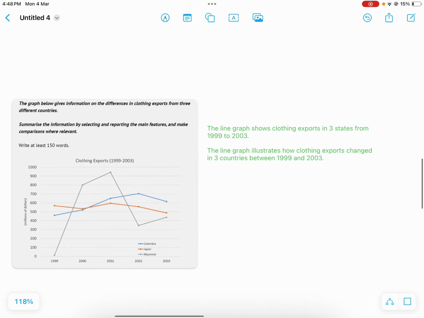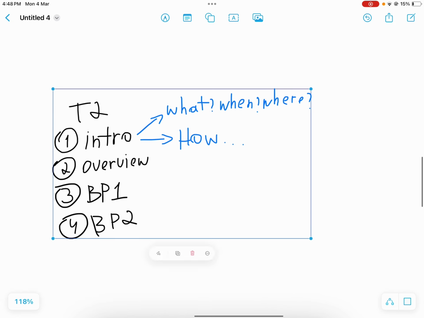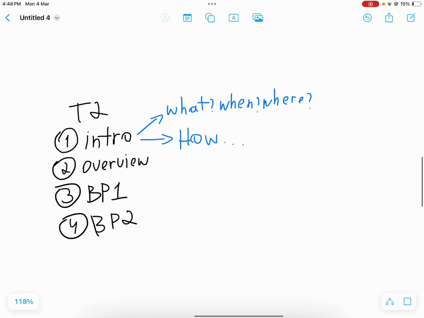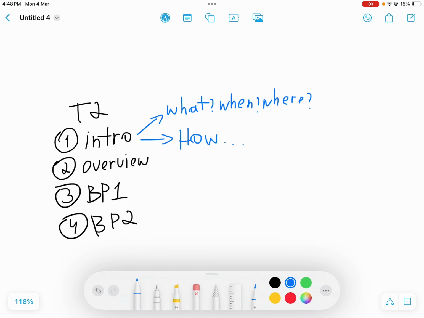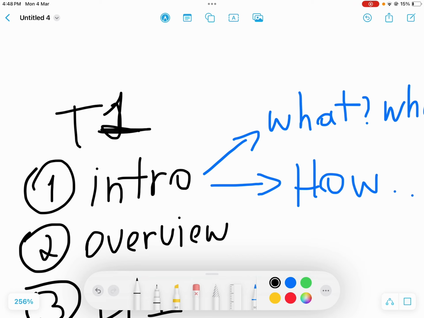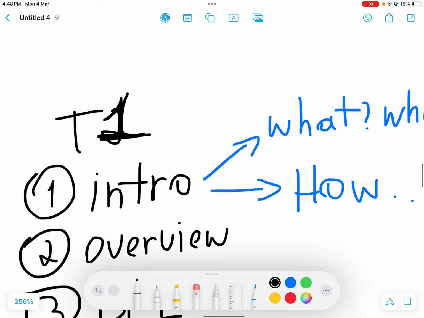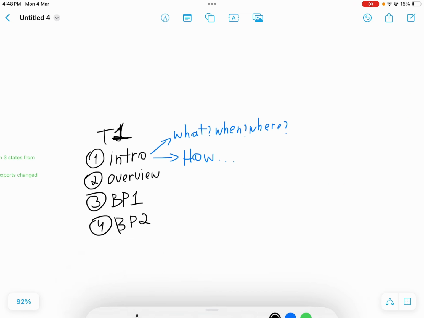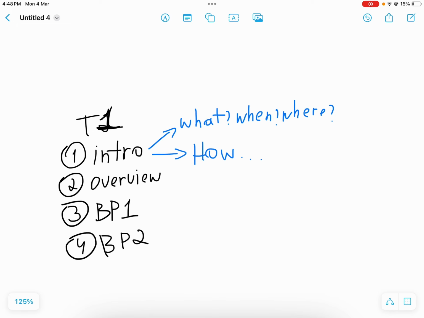So the IELTS task 1. Why did I write task 2? It's task 1. IELTS task 1 consists of 4 paragraphs or 4 parts. First, introduction, second, overview, third, body part 1, and fourth, body part 2. So what do we write in introduction? Today we will focus on this part, introduction.